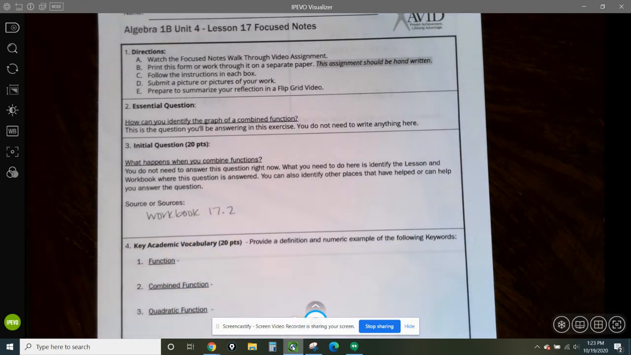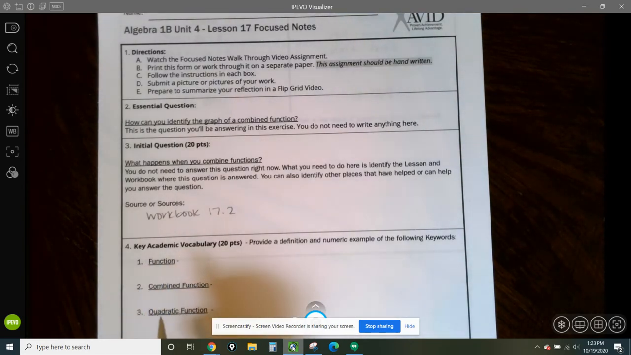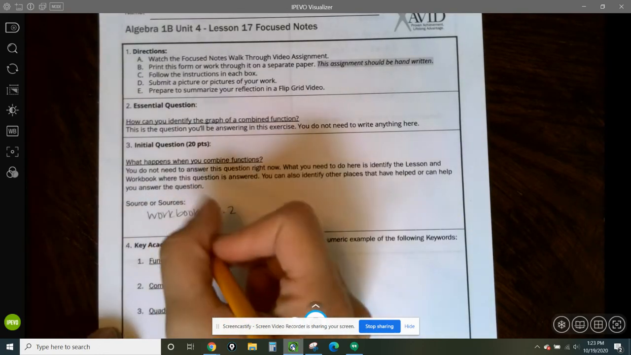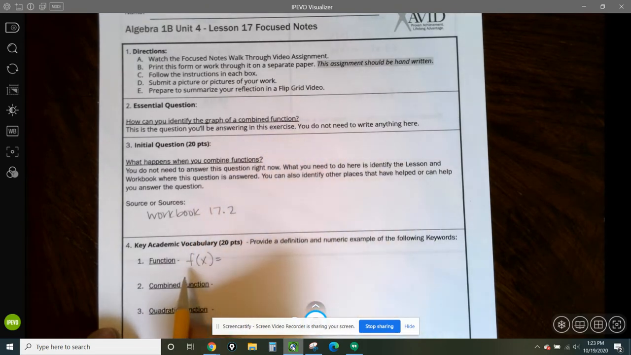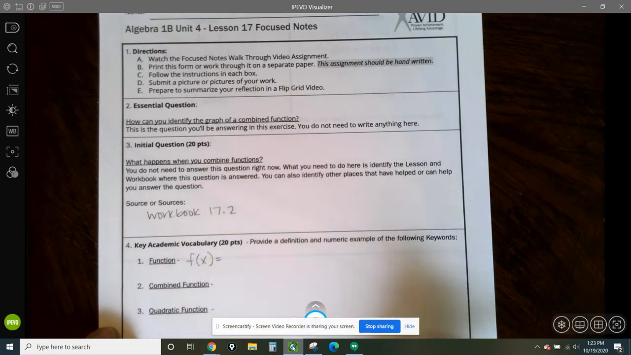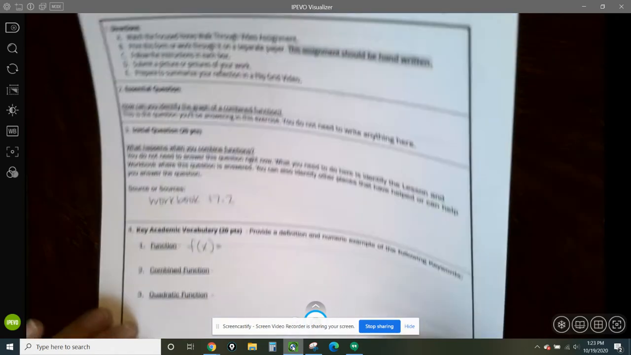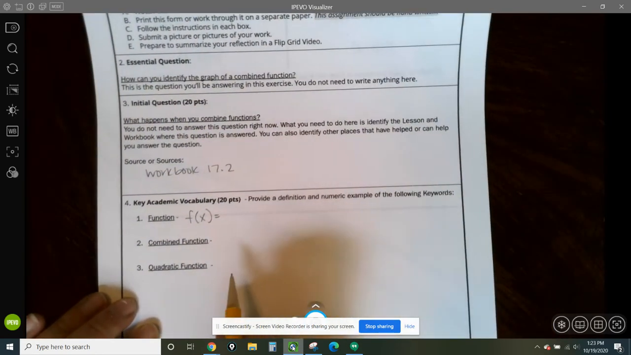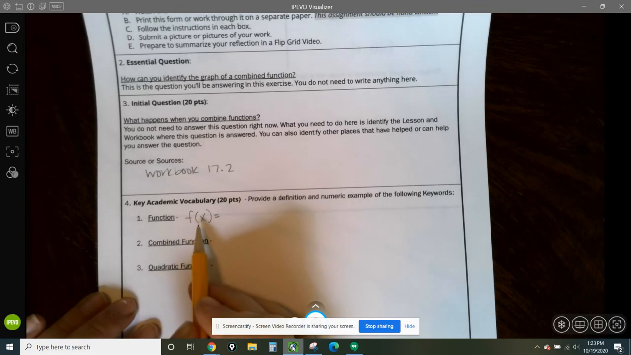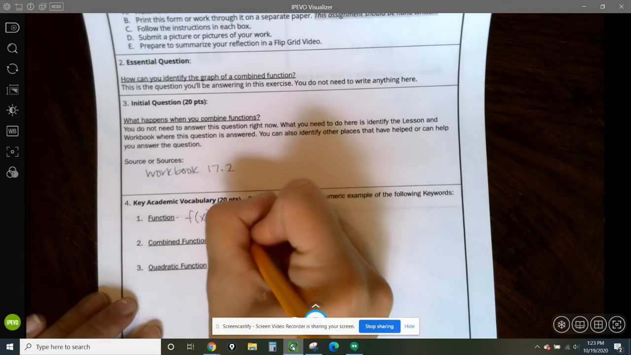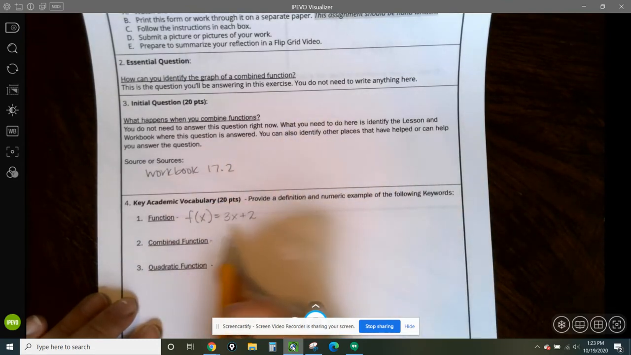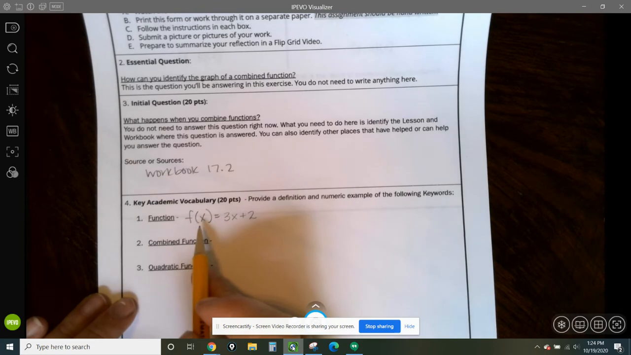All right, some key academic vocabulary that we're going to be using in this assignment. Function: we've done this before on previous focus notes, but what I want you to write for this definition is f of x equals something. This is our function notation. This is what you're going to see, and then we're going to combine functions for this assignment. Just remember that this is what a function is. You can put something after it if you want, like f of x equals 3x plus 2. I'm just making this up, but this is our function notation.